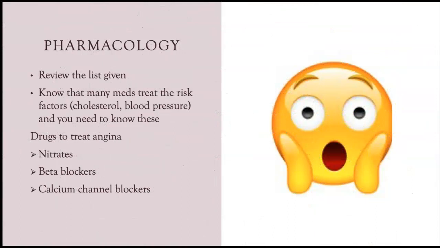Okay, so pharmacology. I know I gave you a huge list of medications for perfusion to look at. So know that many meds treat the risk factors, which is cholesterol and blood pressure, and you need to know these, okay? Drugs to treat angina, so your nitrates, your beta blockers, and your calcium channel blockers. Those are going to be really important. So really looking through those medications.